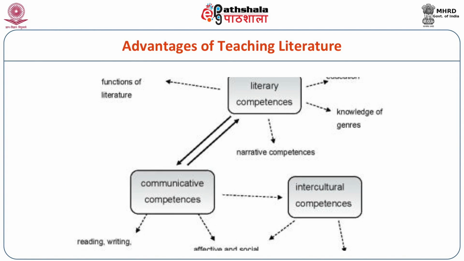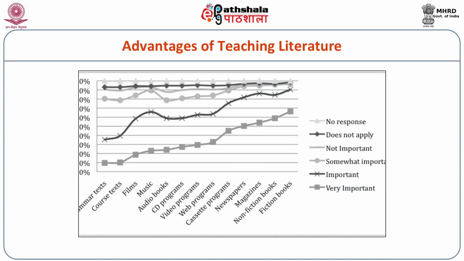Now in this diagram you can see the functions of literature on one side and knowledge of genres on the other side, and they lead to literary competence. From literary competence comes narrative competence, and communicative competence is the result of reading, writing, and then literary competence. Then there is intercultural competence, and finally your writing style becomes effective and you become socially active.